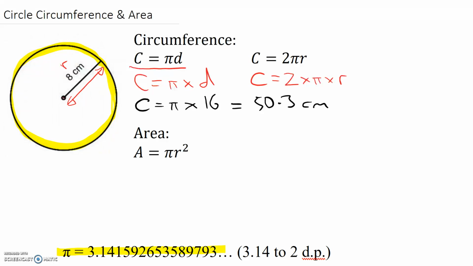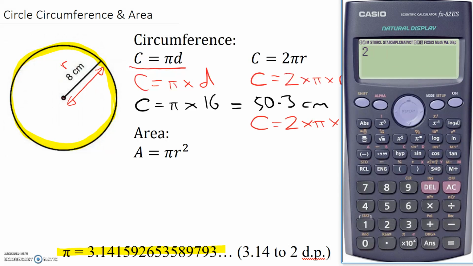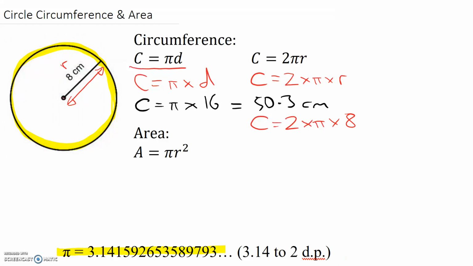If we now calculate c, the circumference, using our new formula, we're going to get that c is equal to 2 times pi times the radius of 8. So if we do 2 times pi times 8, it should be no surprise that we're going to get 16 pi. We're going to get the same answer. We'll get 50.3 to 1 decimal place. So we get 50.3 again.